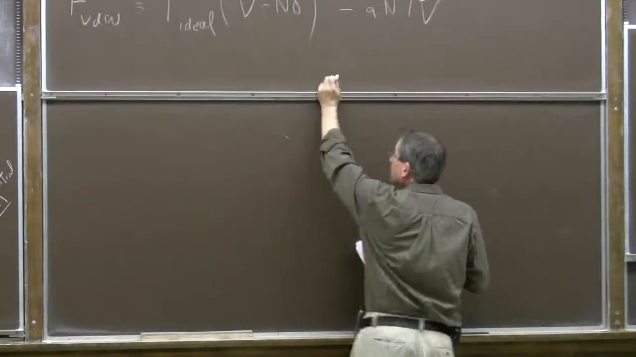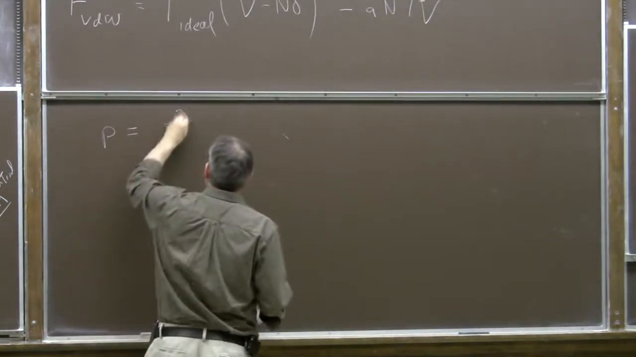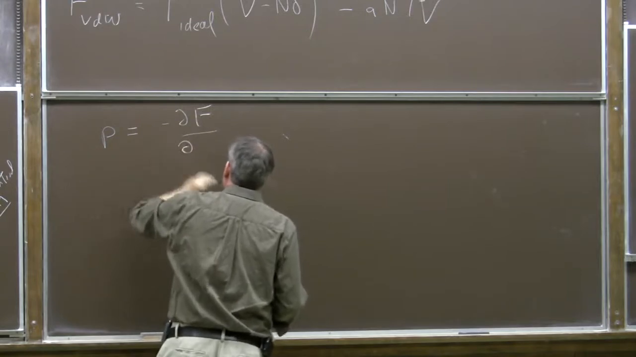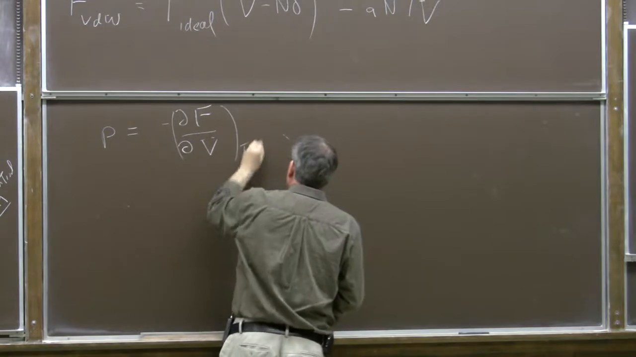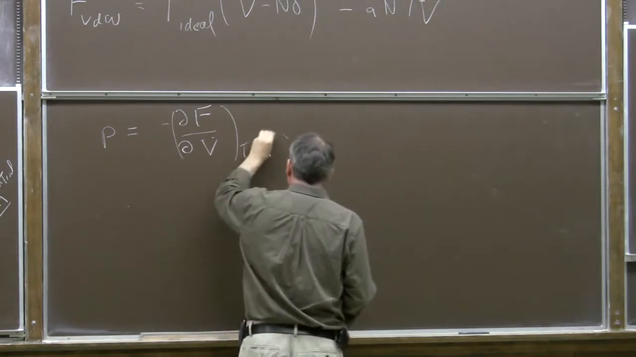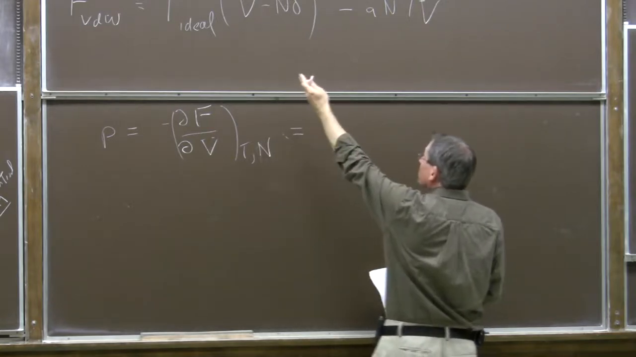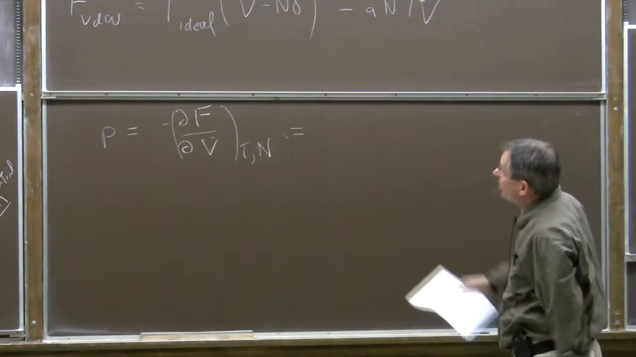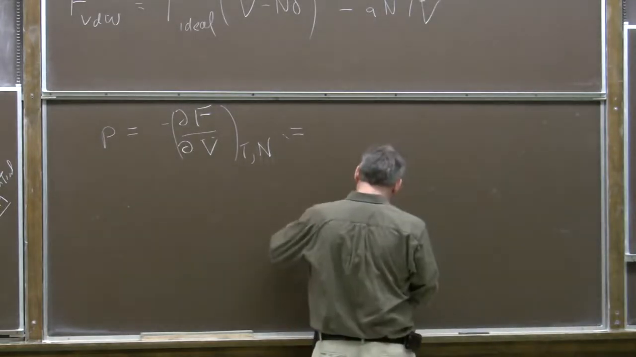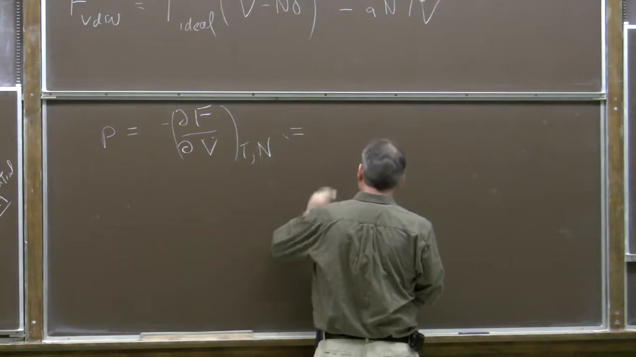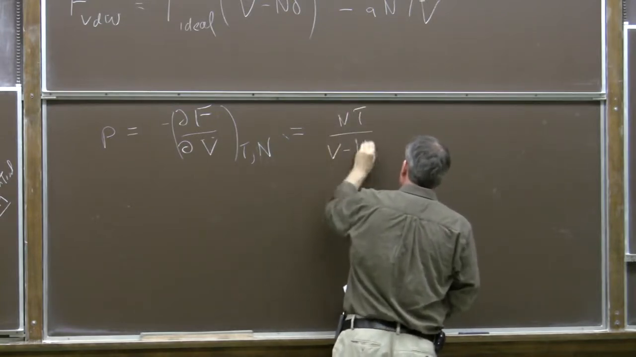Then if I want to find the pressure, I can differentiate the Helmholtz free energy with respect to volume with temperature and number of particles fixed. And from the first term, I just get the usual expression for the ideal gas pressure, except the volume is replaced by the included volume. So I have Nτ divided by not V, but V minus NB.